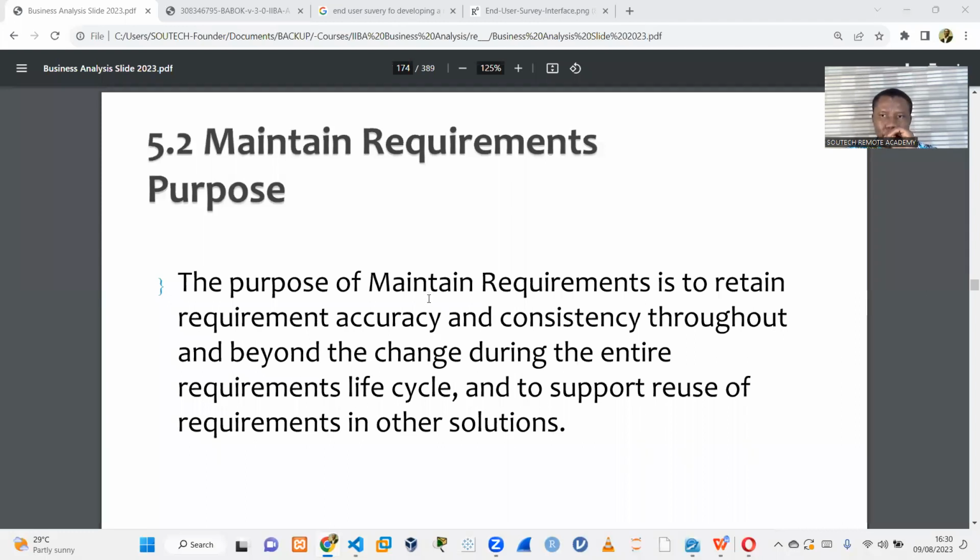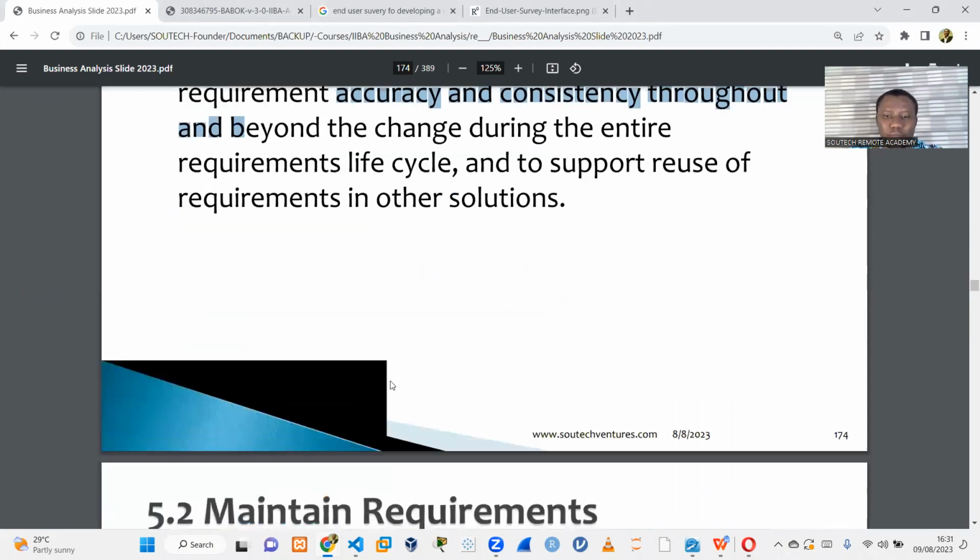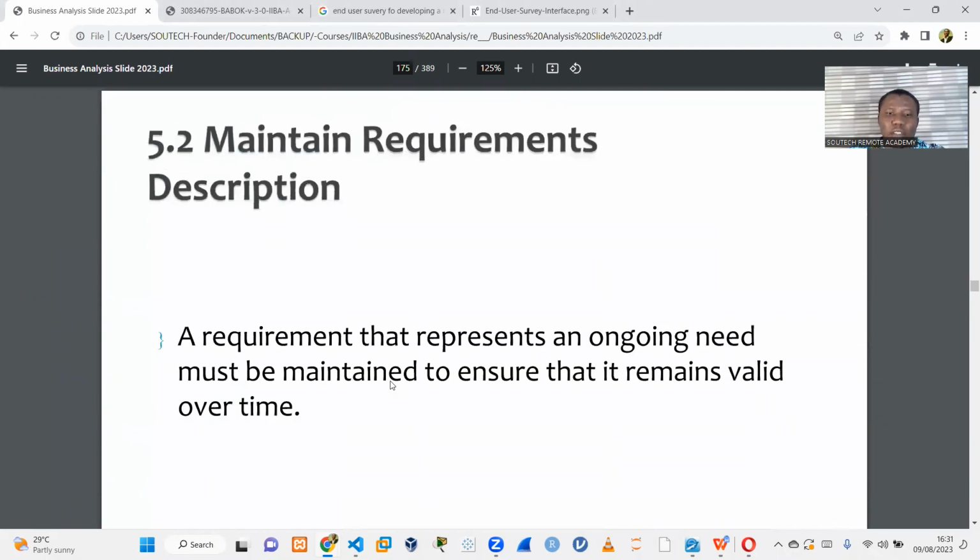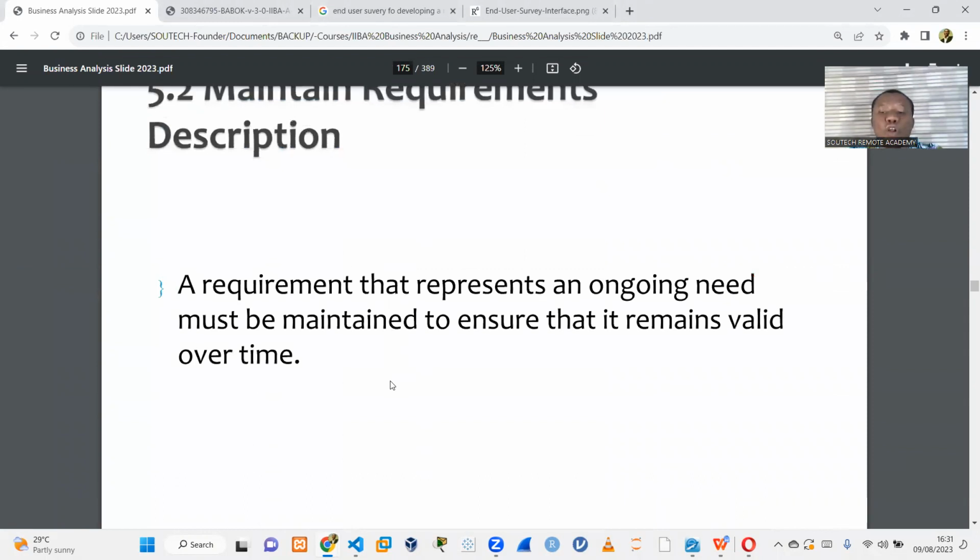Okay, so let's look at maintain requirements. So I said the purpose is to make sure that we retain requirement accuracy and consistency throughout the life cycle of the solution. You don't want to have a situation whereby you're going to be having abrupt changes and you have unrelated requirements. So a requirement that represents an ongoing need must be maintained to ensure that it remains valid over time.